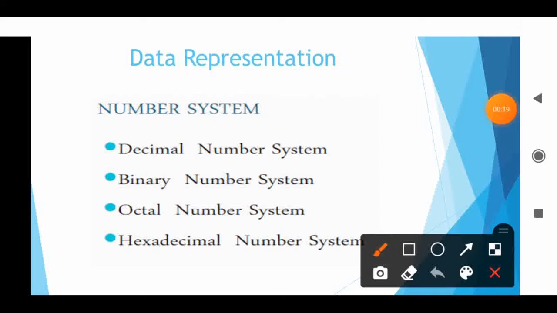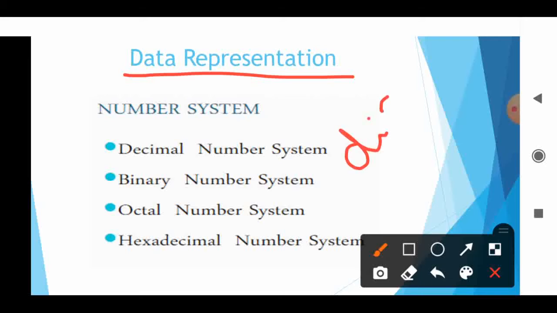What is meant by data representation? We are representing the data in a computer in the form of digits. How are we representing the data in a computer in the form of digits? Using the digital number system. Because a computer is a digital system, we represent the data in the form of a digital number system. There are various number systems used for digital representation.